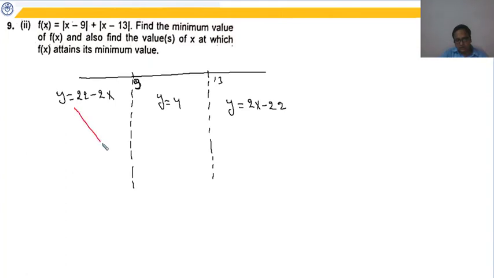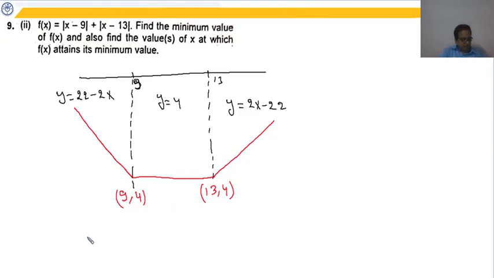First, it's coming in this manner, then it becomes horizontal in this interval, attains a minimum value 4, then it's moving upward. The value changes at the turning points. If you put x equal to 9, the y coordinate is 4. For x equal to 13, y is 4.